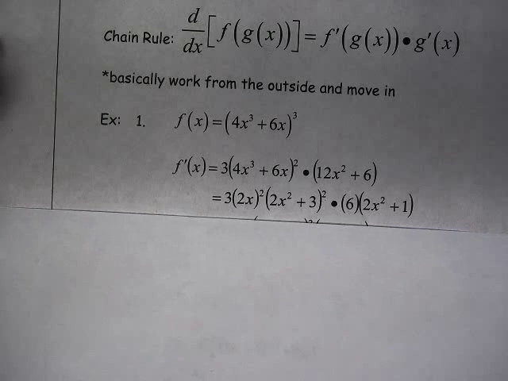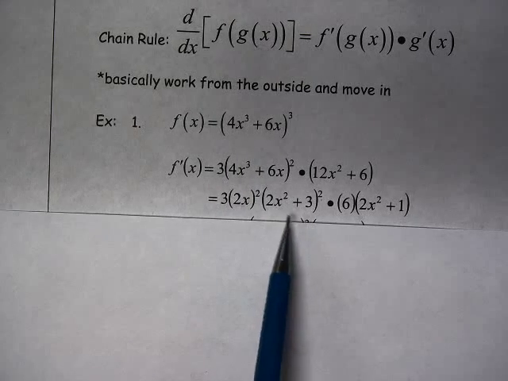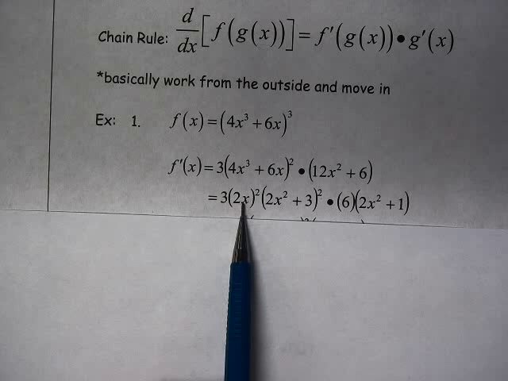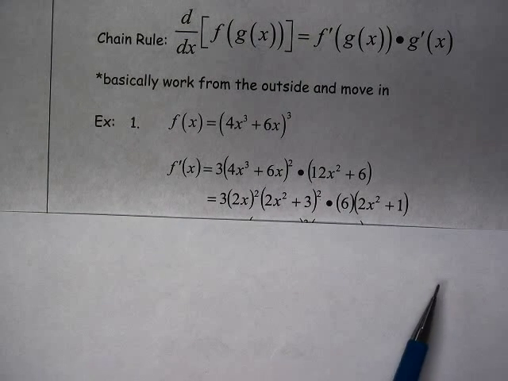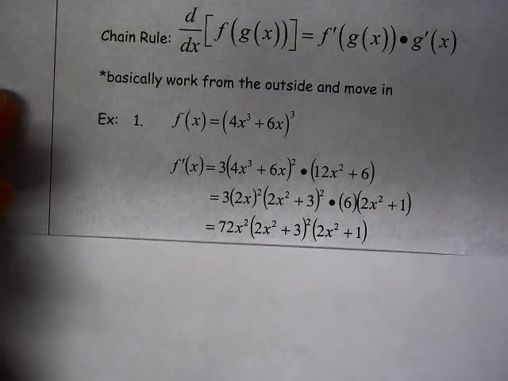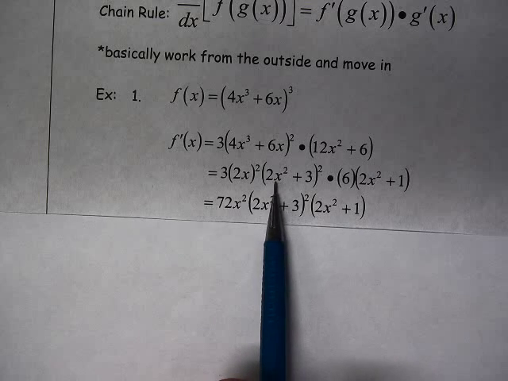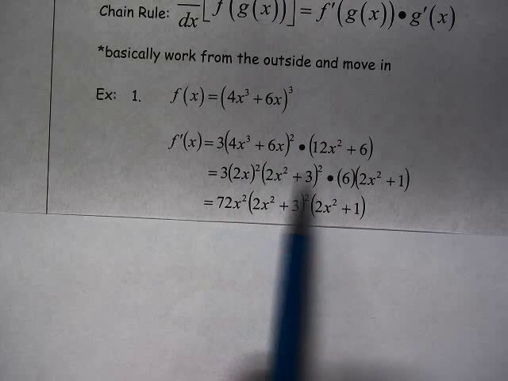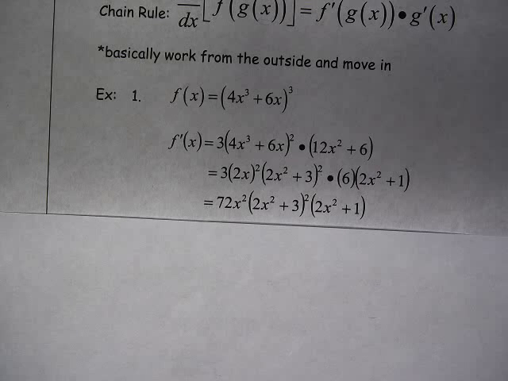So if I look at this first part here, I'm going to factor out a 3 and a 2x squared. And then this part here, I'm going to factor the 6 out. And I'm going to rearrange those. So I have the 2x squared plus 3 squared, the 2x squared plus 1, and then the 3 times 6 times the quantity 2x squared gives me the 72x squared.